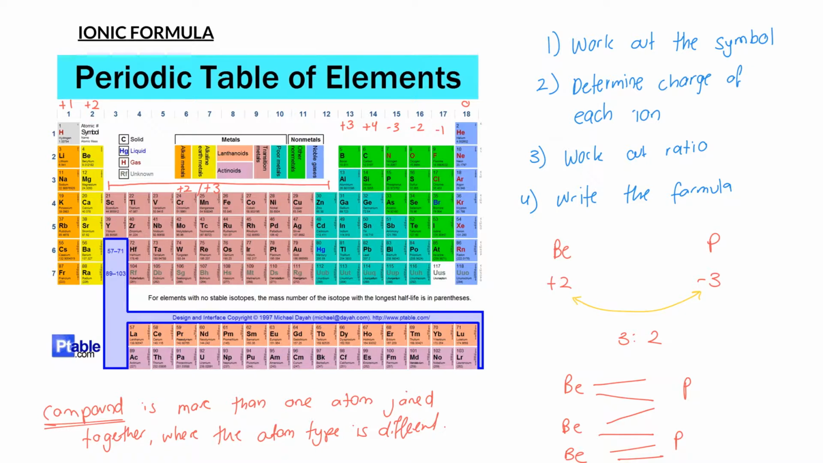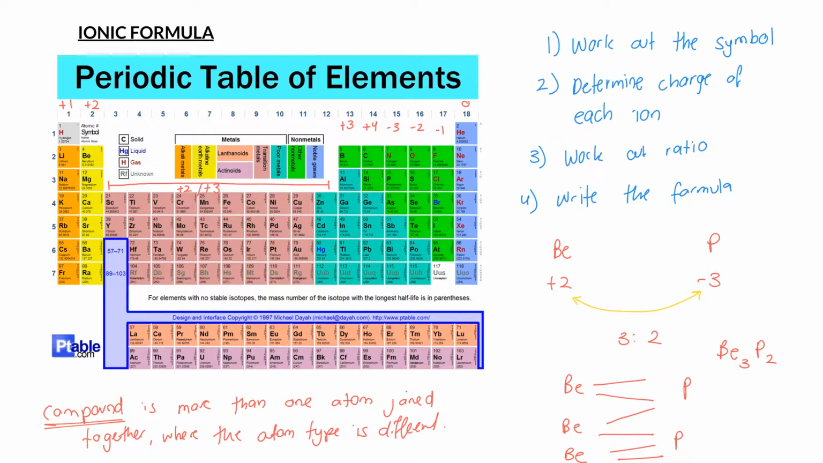Okay, so we've got 1, 2, 1, 2, 1, 2, and then for phosphorus, 1, 2, 3, 1, 2, 3. So they're in that perfect relationship. So then we'd write that out as Be3P2.